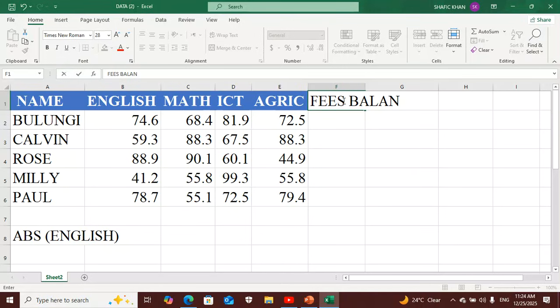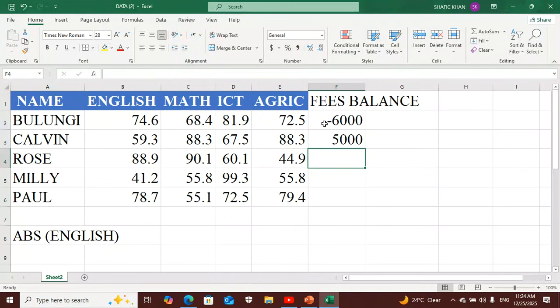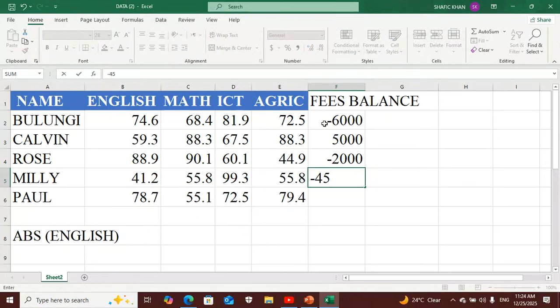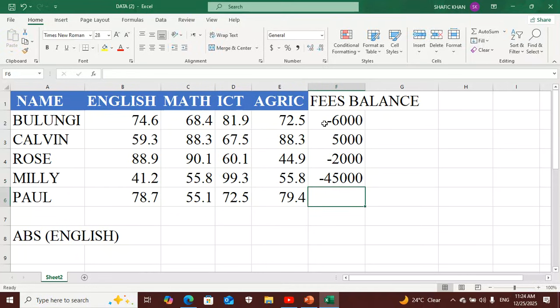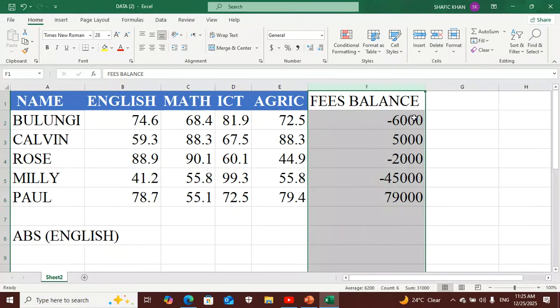Now, the absolute value here, if at all we have been given, for example, like a bank balance, maybe we have negative 6,000. This one has maybe 5,000. This fellow maybe has negative 2,000. And maybe this fellow has negative 4,500. And maybe this one has that amount of money. Now, the absolute value of these digits, the negative digits, is always their opposite.